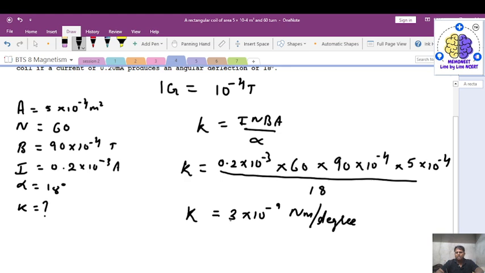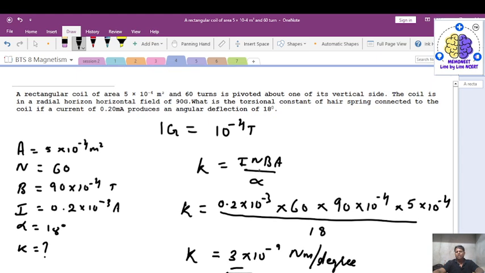right? This is the value of the torsional constant for this given galvanometer, right? So again, putting the values in the formula, if you remember it, will give you the answer. What we have to remember is that in equilibrium, the restoring torque is equal to the torque experienced by the coil because of the current flowing into it, right? What is the restoring torque? Restoring torque is K into alpha, and the torque in the coil is I N B A sin theta.